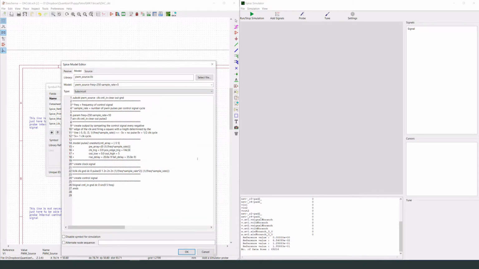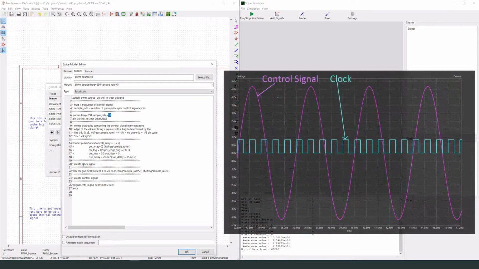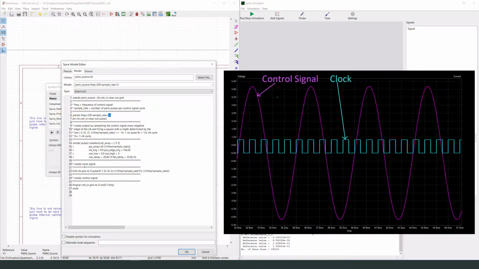It's a sub-circuit that we've put in there that will take in two parameters, a frequency and a sample rate. And it uses those to set two internal inputs. This first one creates a clock, and that's happening right here. And then this one creates the control signal, which is happening right here.